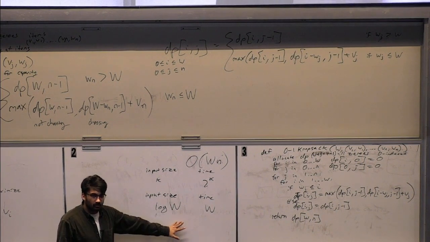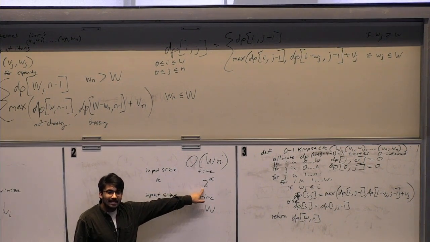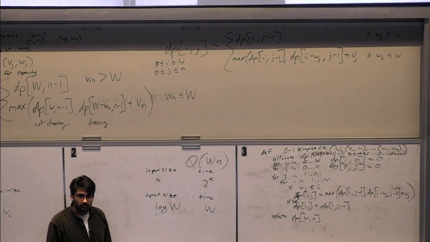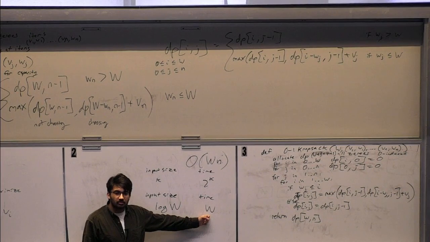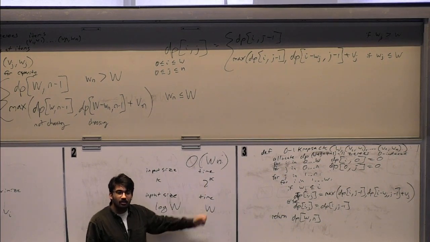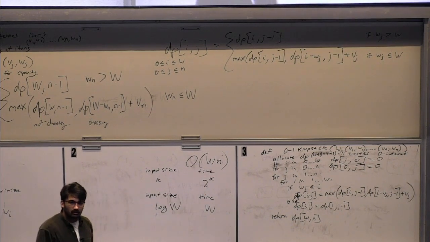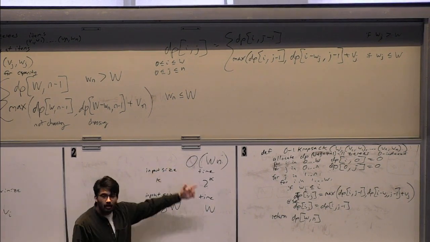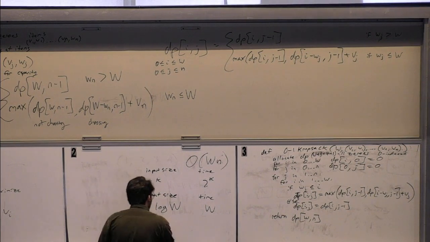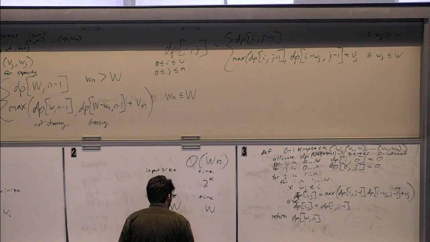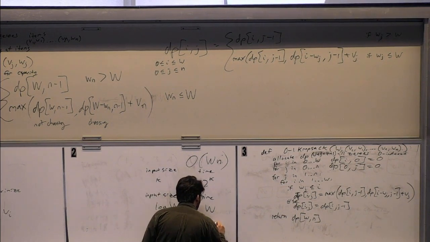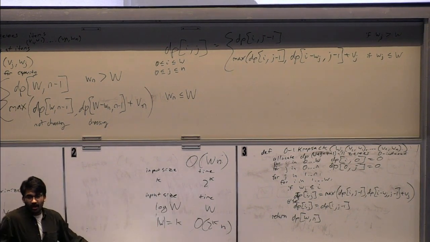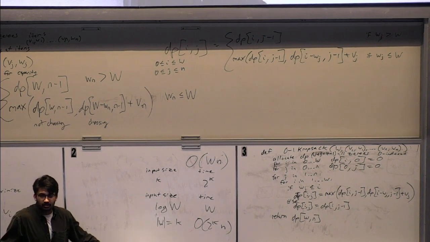You guys believe me? The difference between k and 2 to the k is as big as the difference between W and log W. It's simply a change of coordinate system. How do you go from log W to W? You exponentiate it. How do you go from k to 2 to the k? You exponentiate it. The difference between those is big. So suppose instead of WN, I wrote the size of W is equal to k. So this is actually O of 2 to the k N, right? If I wrote it that way, you would be like, oh, that's 2 to the something. That looks exponential.